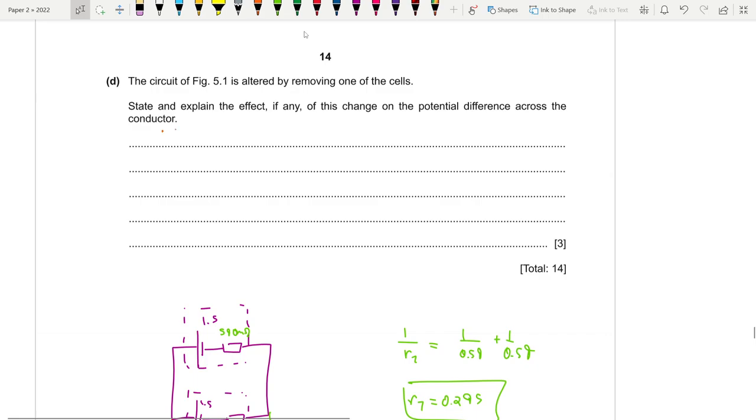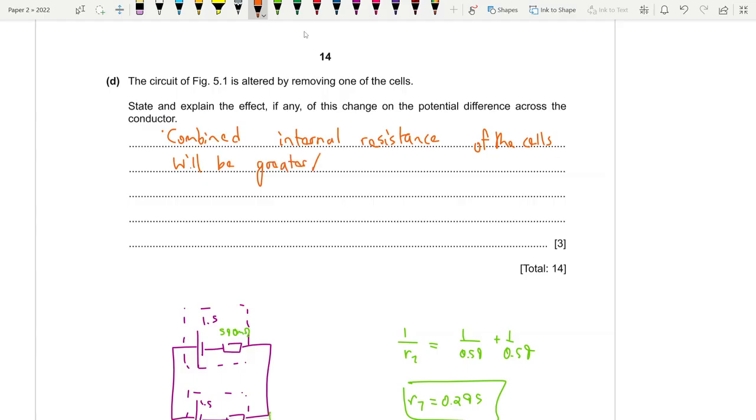So let's write this down. The combined internal resistance, important, sum of the cells, will be greater. Or you could say that the total resistance of the circuit is greater because you removed a parallel component.